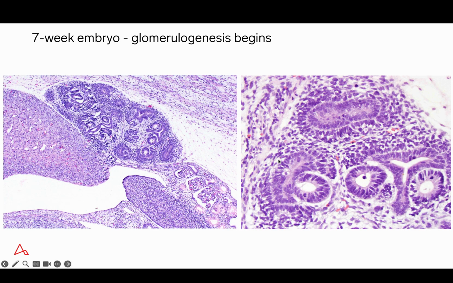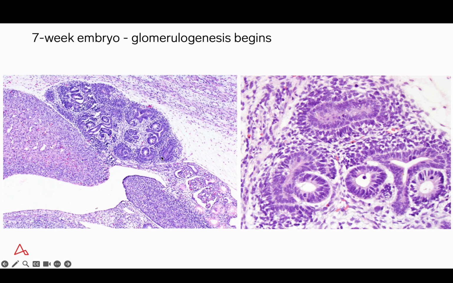Now we can see these stages of glomerulogenesis in this 7-week embryo. Down here on the lower portion, we can see again the mesonephric kidney, and then we have the developing metanephric kidney here. We have an undifferentiated gonad here, and the liver we can see right here.